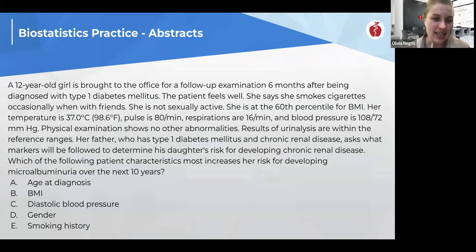So we see that this is a 12-year-old girl coming to the office after being diagnosed with diabetes. They give us a few risk factors: that she does smoke, she's not sexually active, 60th percentile for her BMI. They give us her vitals, and then they're asking us what characteristic makes her most at risk. So I like to know what the study is seeking to tell us. That's that first page, the question. What is the question I am being presented with as the test taker? What is USMLE asking me? And then I like to jump to the table. That's usually where the meat of the information needed to answer these questions is.